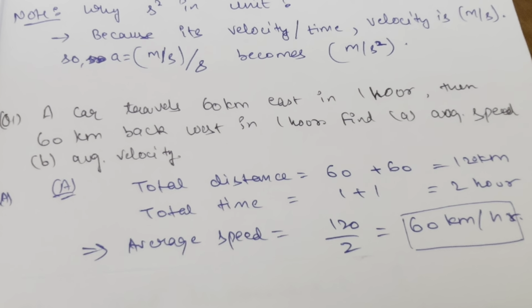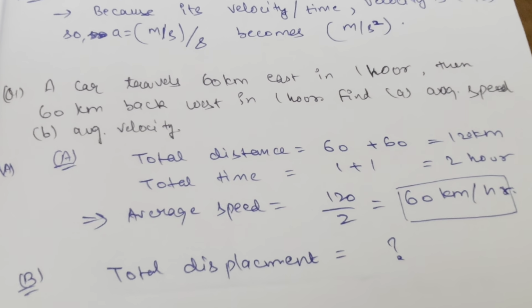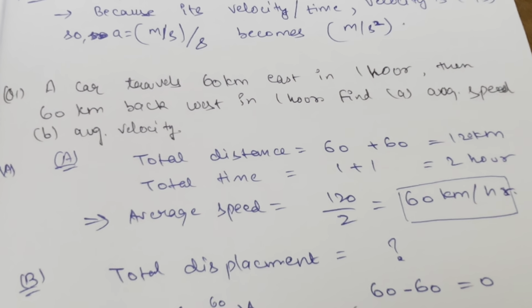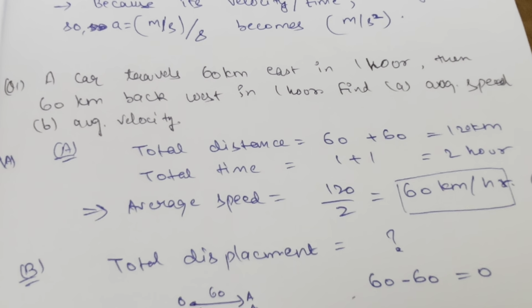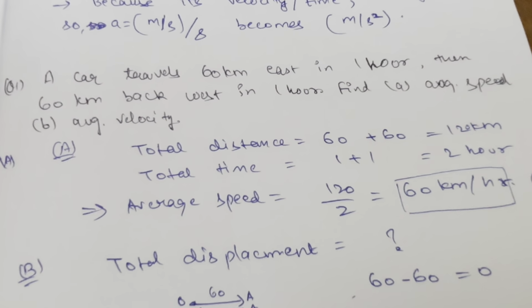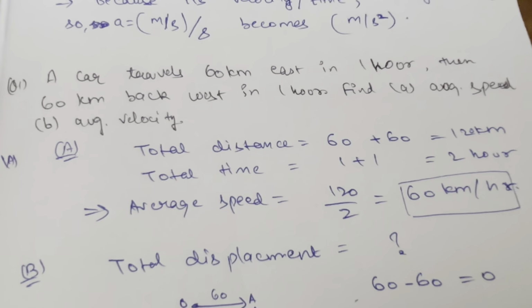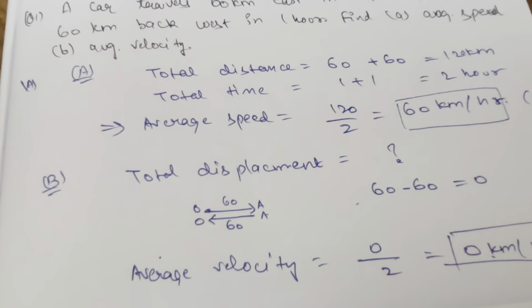So finally the car will be at the same position, right? So the initial point is 0, the final point is also 0. So the displacement will be 0. So it travels 60 east, 60 west. It got displaced by 0 km. Okay, so the time remains the same for us. So the final average velocity will be 0. Is that clear? I hope it's clear.